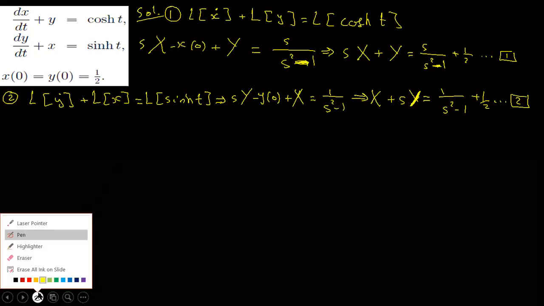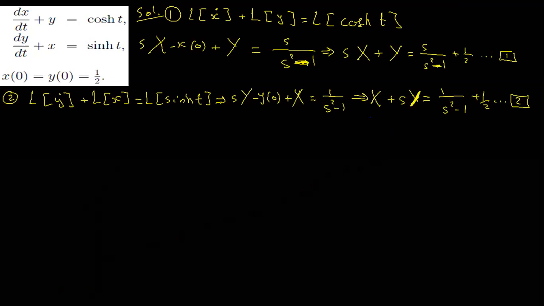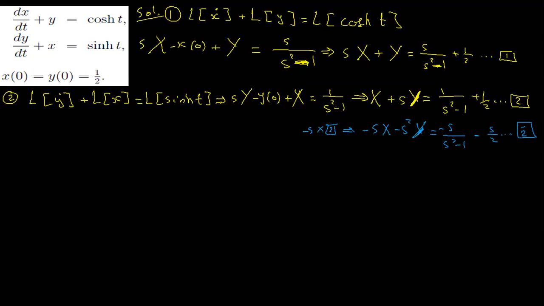So I'm going to use the blue now, and he said, Professor, multiply the second equation by negative s. So it will be negative sX, negative s squared Y, equal negative s over s squared minus 1, negative s over 2. Now I'm going to add those two equations. Let me call this 2 prime. So negative s times 2 gives me the following. Now Islam suggests, Professor, add 1 plus 2 prime.